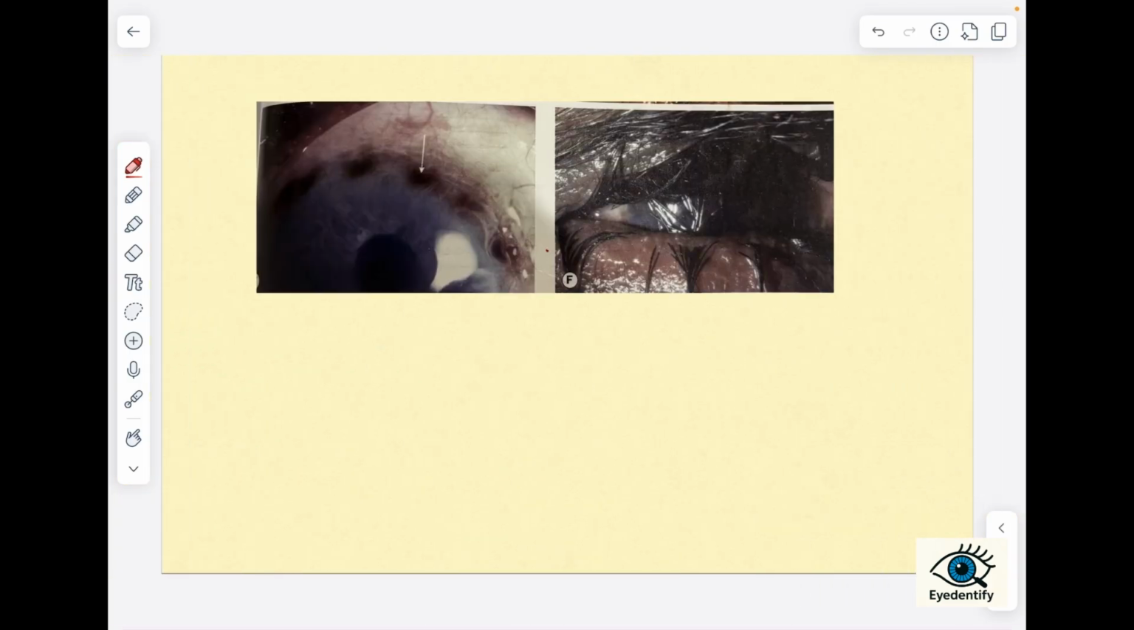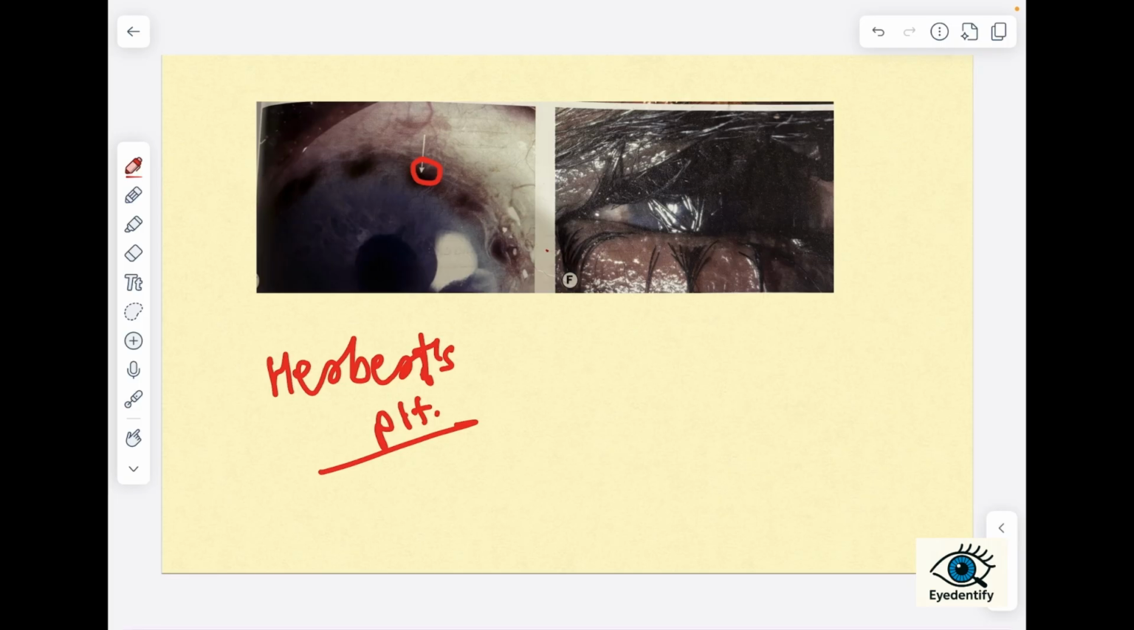Now we move on to the next two images. This is the image we have seen. This is nothing but a Herbert's pit. And this pit is nothing but the follicles. When these limbal follicles degenerate, they form a pit. That is called a Herbert's pit.